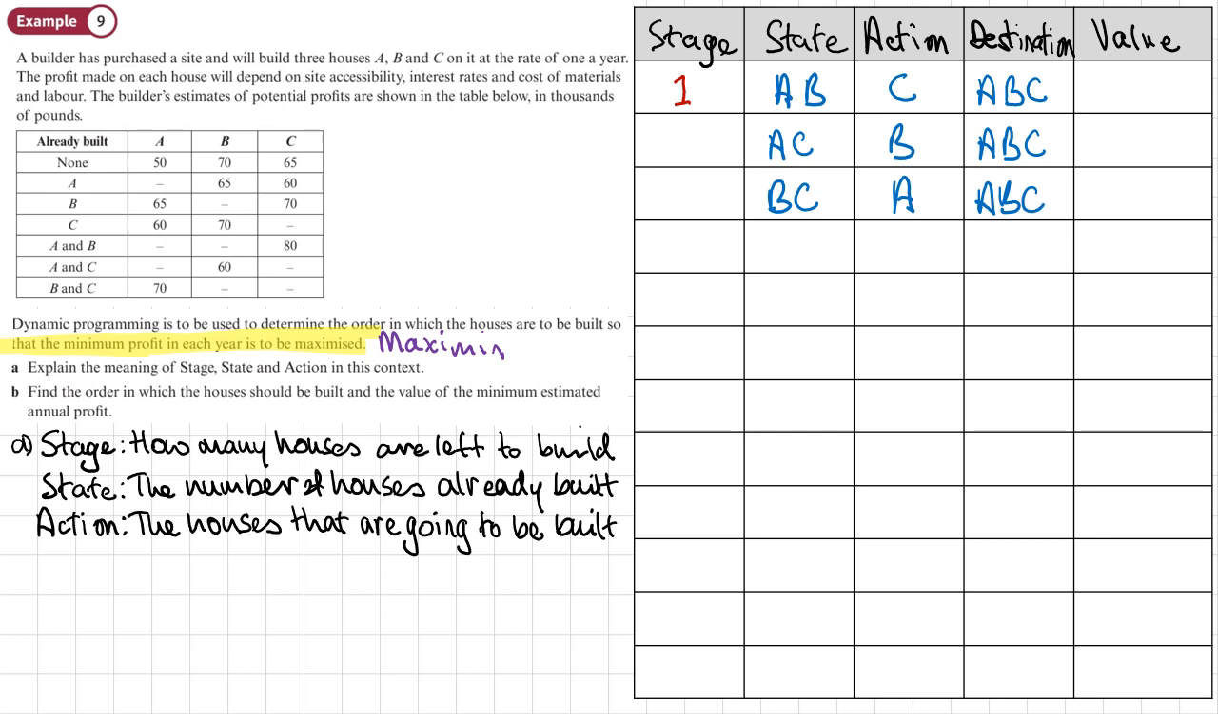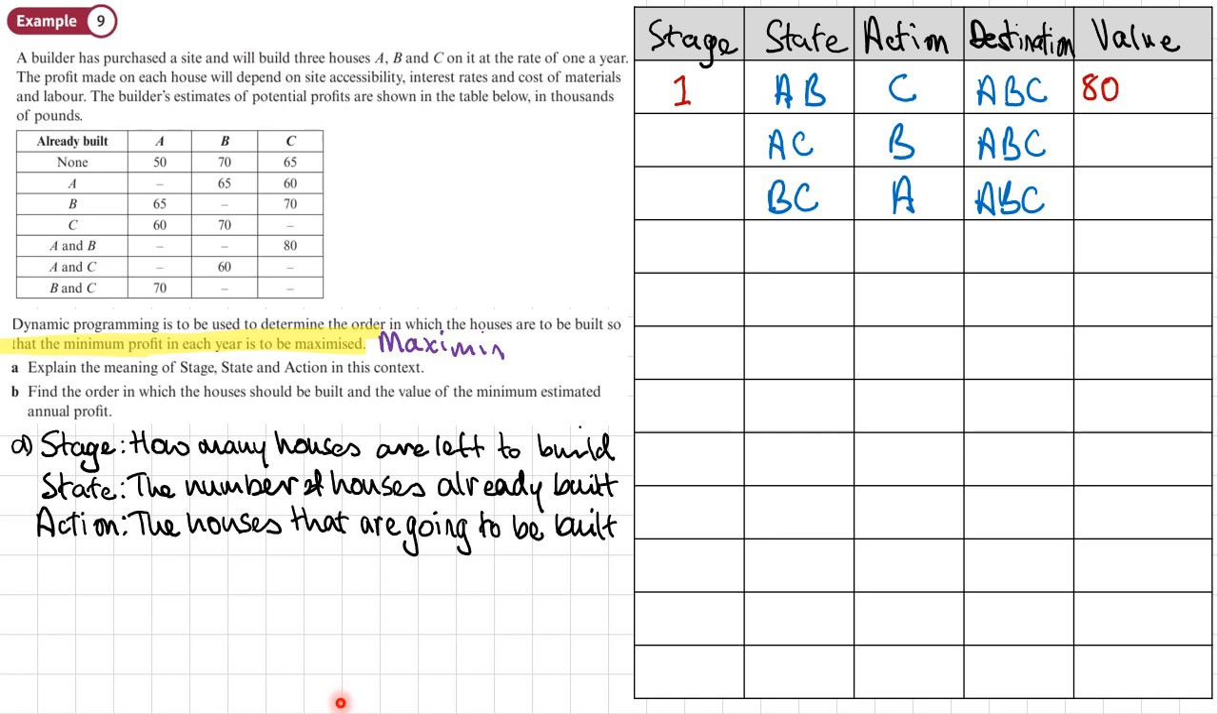So now we'll find the values. If we have houses A and B and we need to complete C, that action is going to be 80, and these are in thousands of pounds, so this is £80,000. I'll just write it as 80.